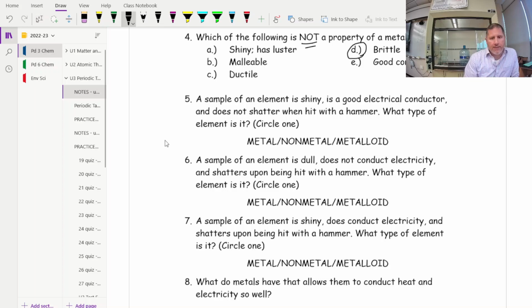All right, welcome back. Thanks for unpausing the video. The sample of element is shiny, a good electrical conductor, and does not shatter when hit with a hammer. What kind of element? It's a metal, at least it has 2 properties of it. A sample of an element is dull. That's definitely non-metal. Does not conduct electricity. Non-metal. Shatters. Non-metal. So I'm fairly safe that those 3 conditions indicate a non-metal.